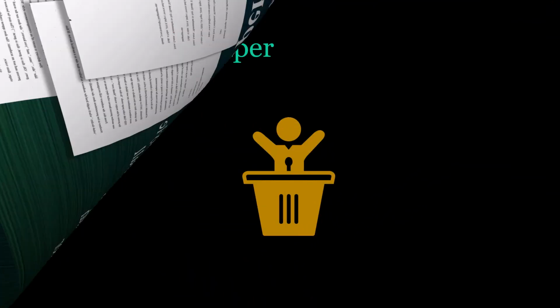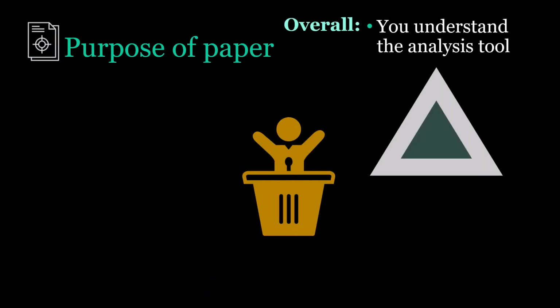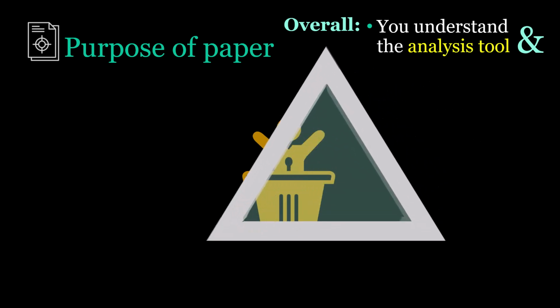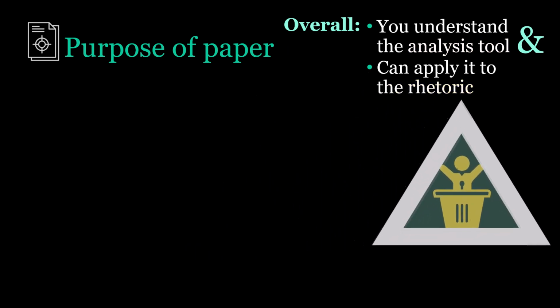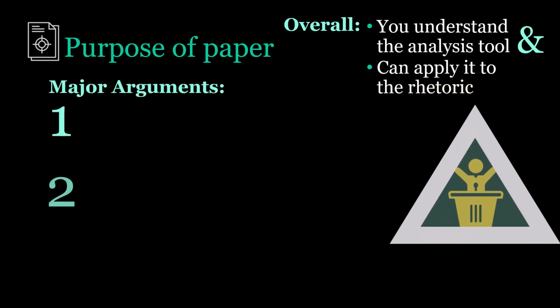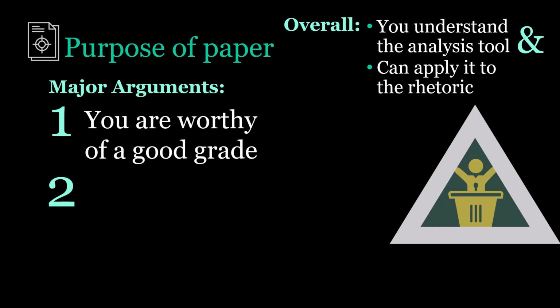The obvious purpose of your assignment is to demonstrate that you understand a rhetorical theory or model, the analysis tool, and can apply it to determine the strengths and weaknesses of a communication message, the rhetoric. In the process, you are making two major arguments. The first is more of a soft sell and something you should do with every paper you write. You are persuading your professor that you are worthy of a good grade.